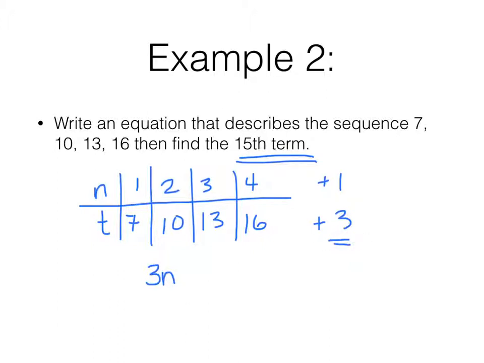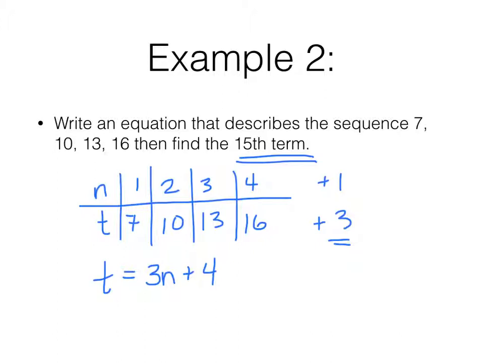So we're multiplying 3 times the term number, and then what are we doing after that? Because clearly that doesn't give us our answer. 1 times 3, not 7. What do we do to that to get 7? 1 times 3 is 3 plus 4 to get 7. So in this case, is this the correct rule for this situation? Well, let's try it with the other ordered pairs. 3 times 2 is 6 plus 4 is indeed 10. 3 times 3 is 9 plus 4 is 13. 3 times 4 is 12 plus 4, 16. So this rule does work.